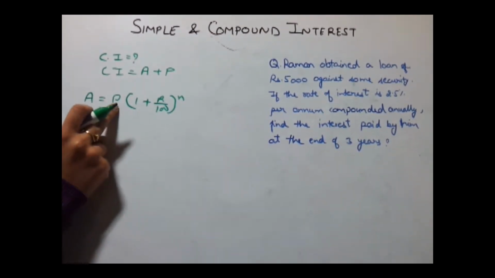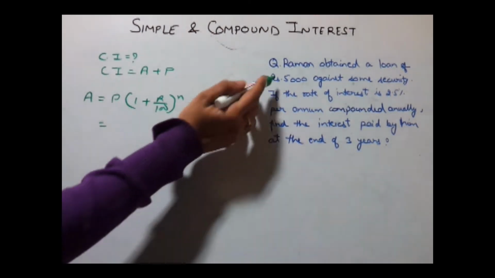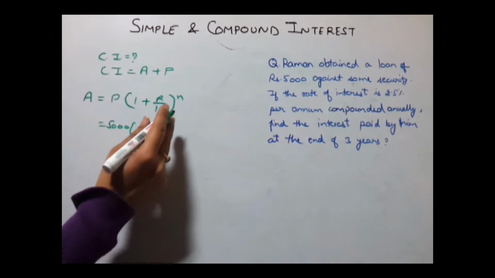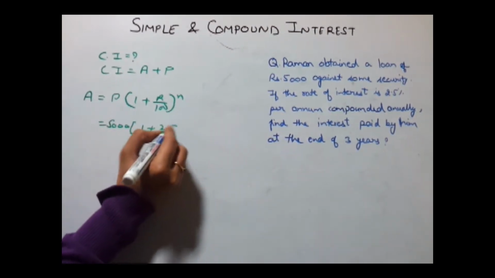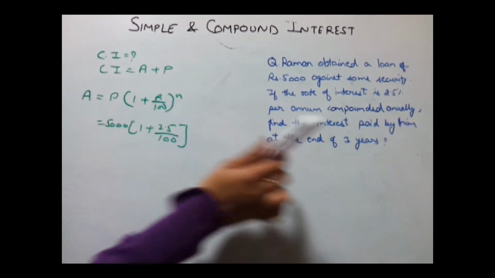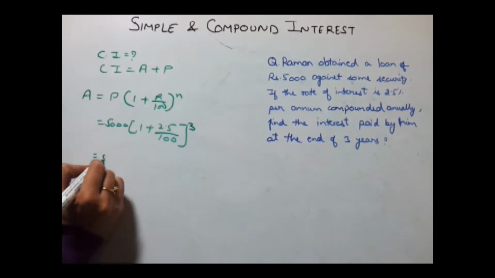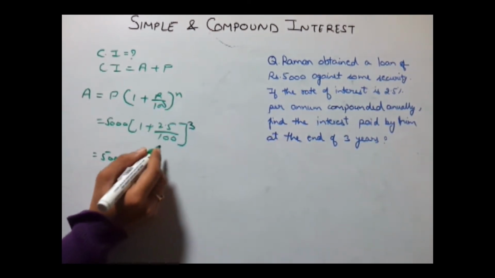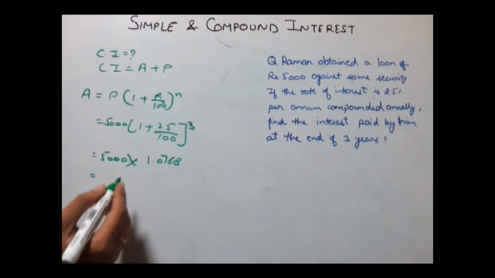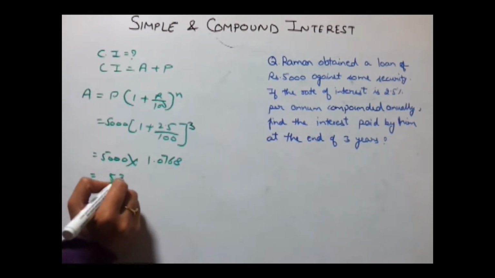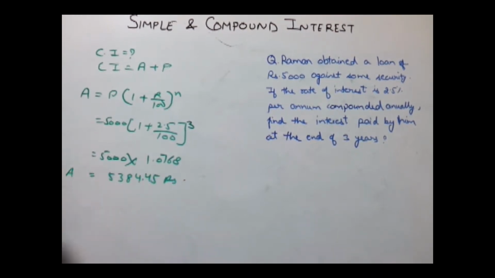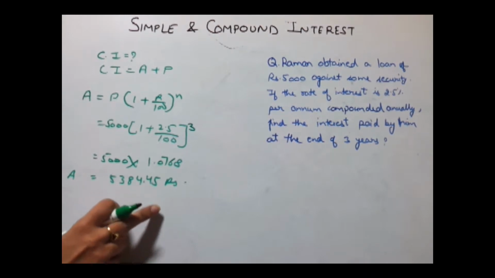Now P is the principal on which the interest is being paid, so it's 5,000 into (1 plus rate percent, which is 2.5 over here, upon 100) to the power n. N is the number of years, which is 3 over here. So 5,000 into, solving this you will get 1.0768, and after multiplication you will get 5384.45 rupees.